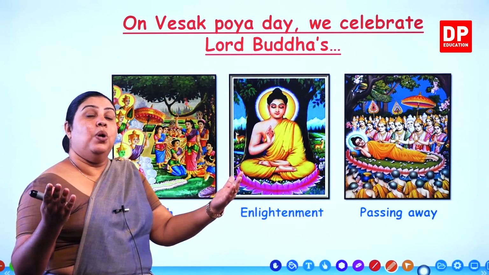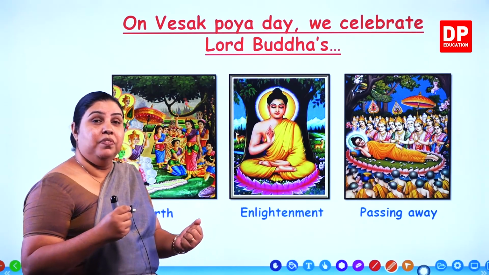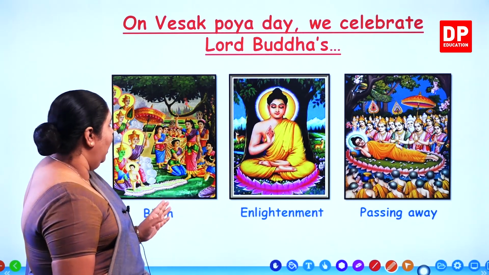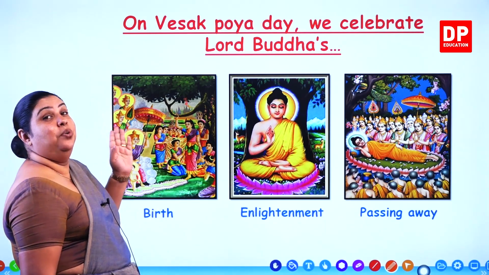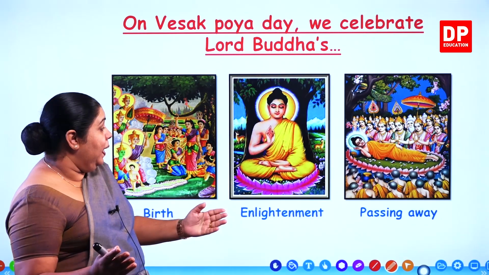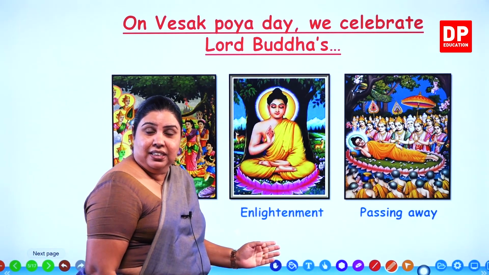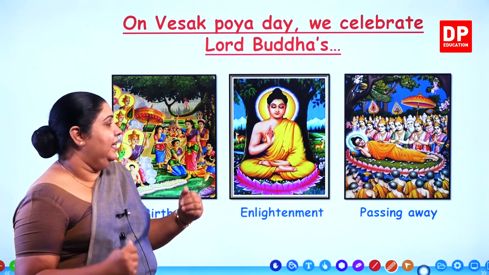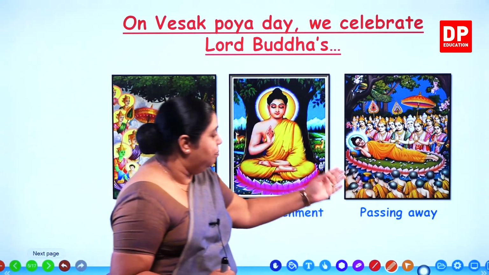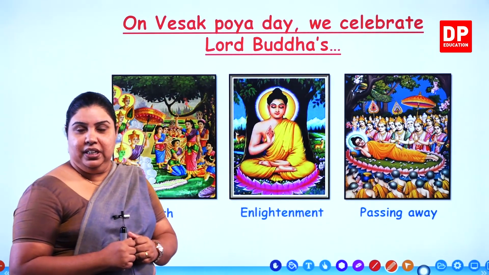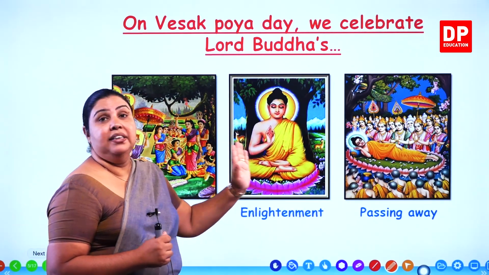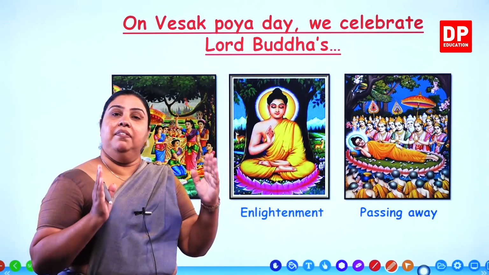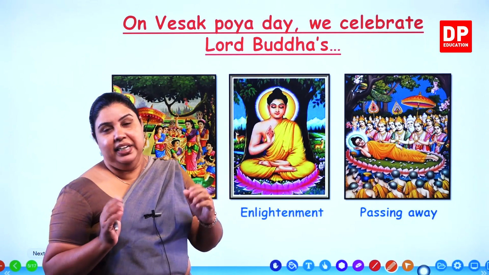So now tell me what are the three words that you learnt now? What do you call ඉපදීම in English? It is the birth. I hope you can see the picture and you can understand. Then the enlightenment. The enlightenment. Buddhu vima. Then at the end what happened? The passing away of Lord Buddha. So these are the main three special events that we celebrate on every Vesak full moon Poya day.